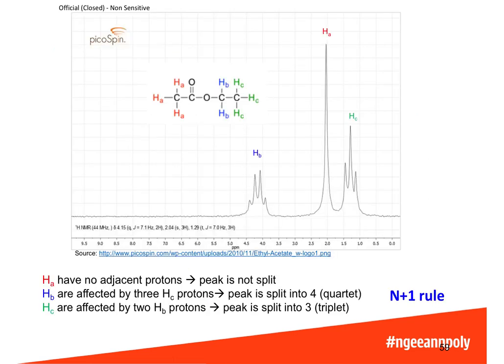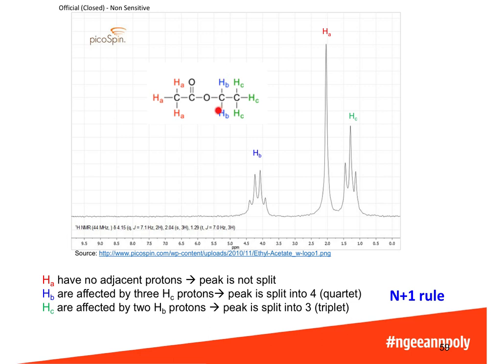Now this is the NMR spectrum of ethyl acetate. If you look at the structure of ethyl acetate, we have labeled the protons as HA, HB, and HC. So if we look at HA, the HA protons are bonded to a carbon, which is next to a carbonyl carbon. So there are no neighboring hydrogens on the next carbon. So since it has no adjacent protons, the peak is not split. We see that HA protons give rise to a singlet peak.